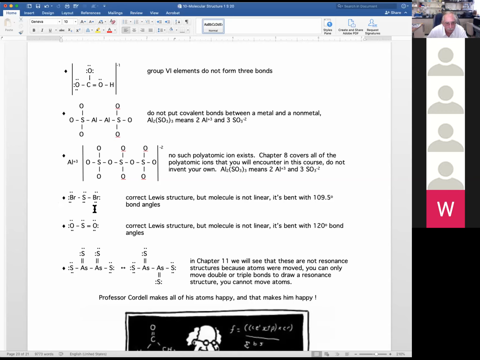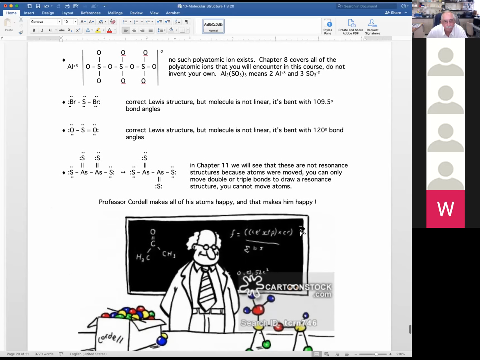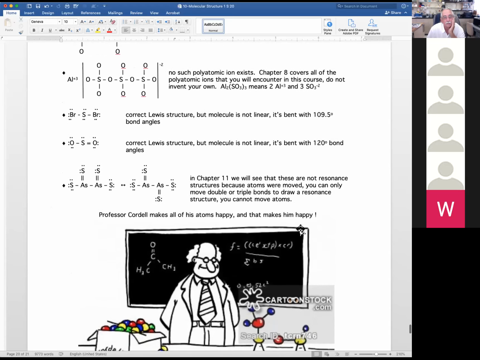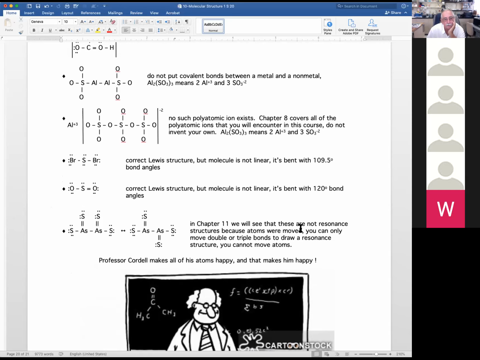So this is correct, but people would look at that and say, oh, it's linear. It's not linear. Same thing here. So this is bent with 109.5 degrees. This is bent with 120 degrees. If it were linear, you just have one bromine atom? No, that would be diatomic. If that non-bonding electron pair wasn't there, then that would be linear. But you got 1, 2, 3 regions of electron density that all push each other apart.